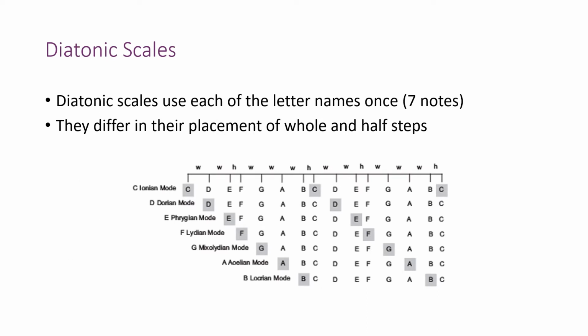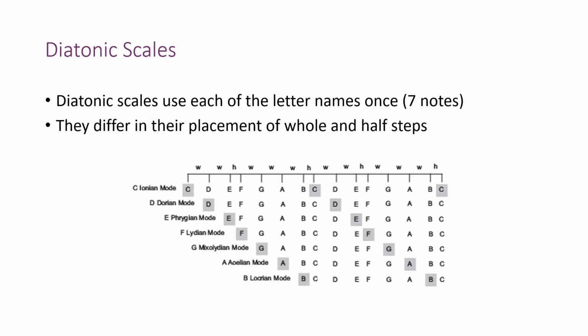Let's start by looking at the diatonic scales. These use each one of the letter names in our system. So they're 7-note scales, and they're different in their positioning of the whole and half steps. So for example, in C Ionian, which we also know as major, we have half step between E and F, between B and C. Sounds like this.